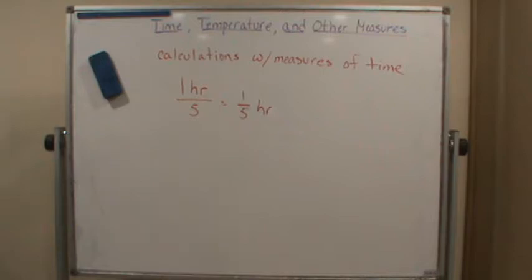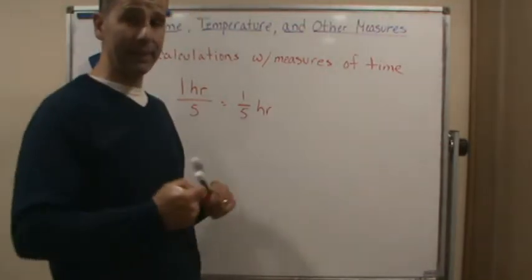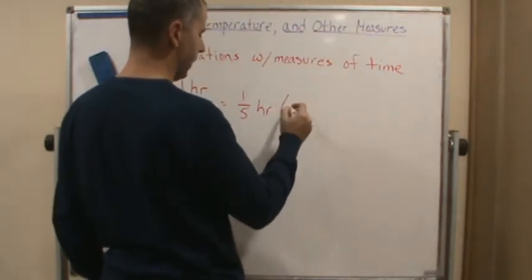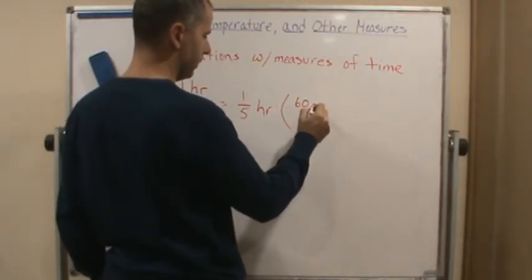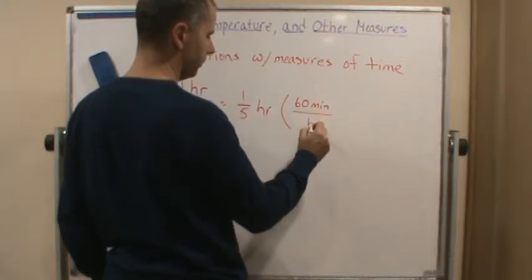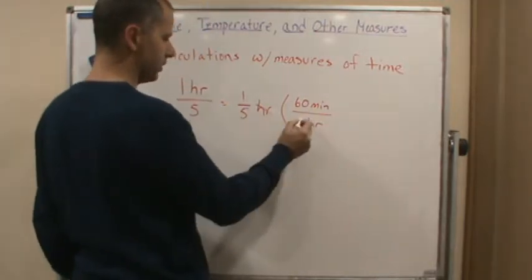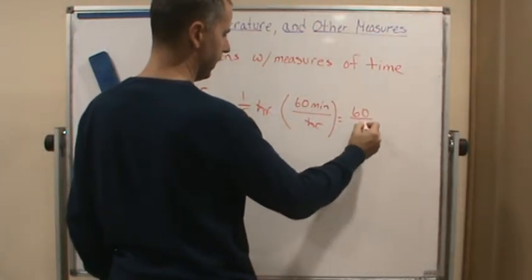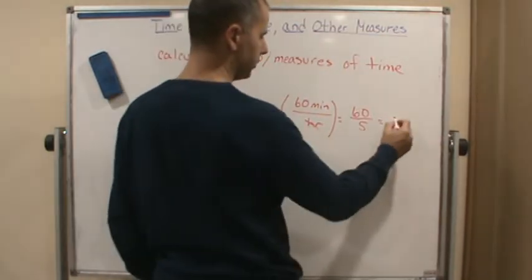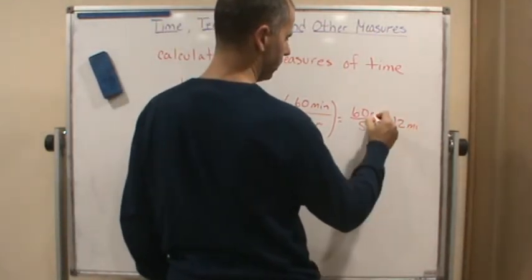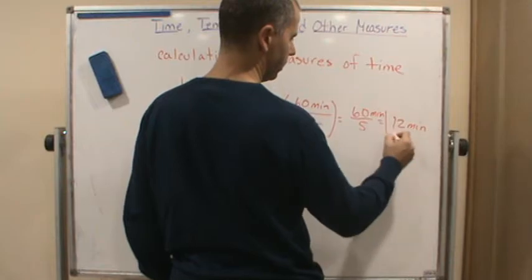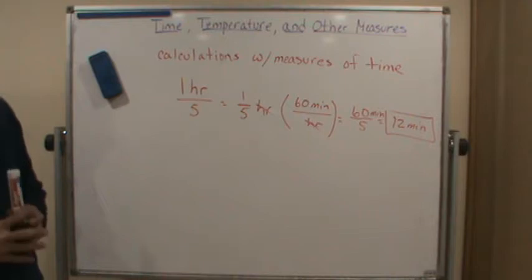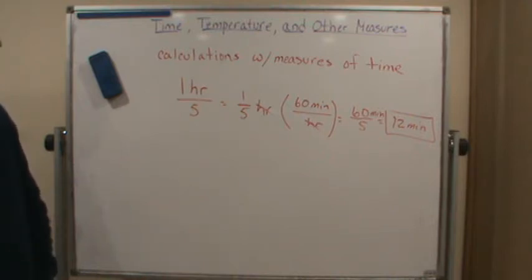Now, if we want to convert this to minutes, 1/5 of an hour, how many minutes is that? Well, now we're going to use our conversion factor, 60 minutes per hour. And so the hours cancel, and we end up with 60 divided by 5, which equals 12 minutes. So we should devote 12 minutes for each topic. And that's the answer. Okay?